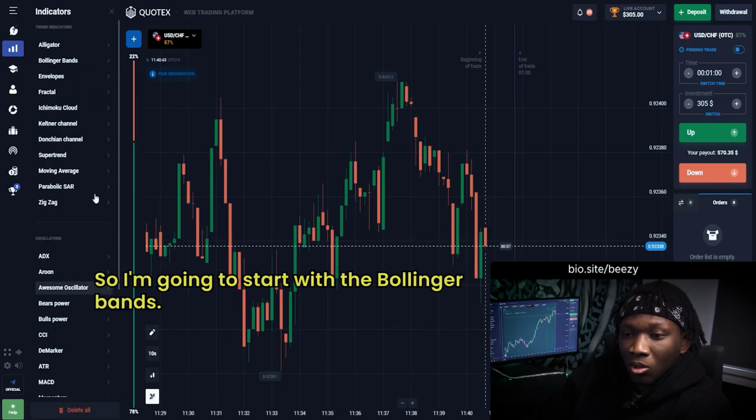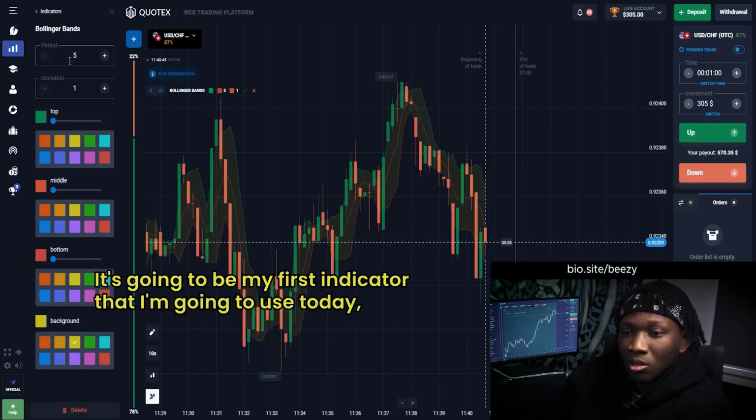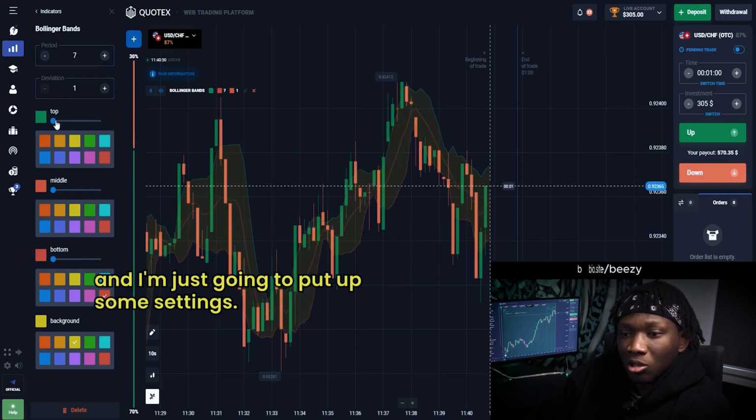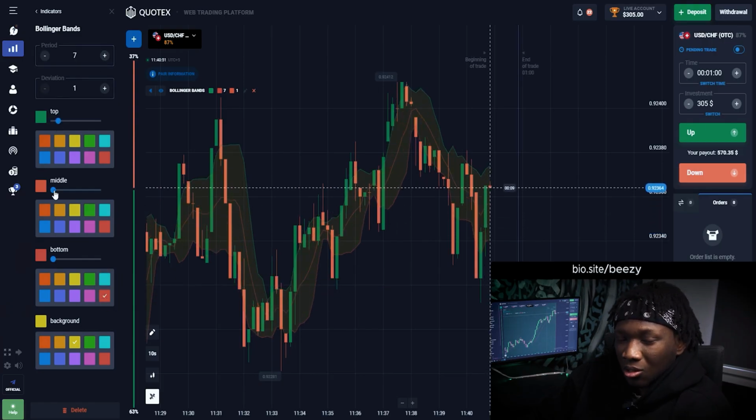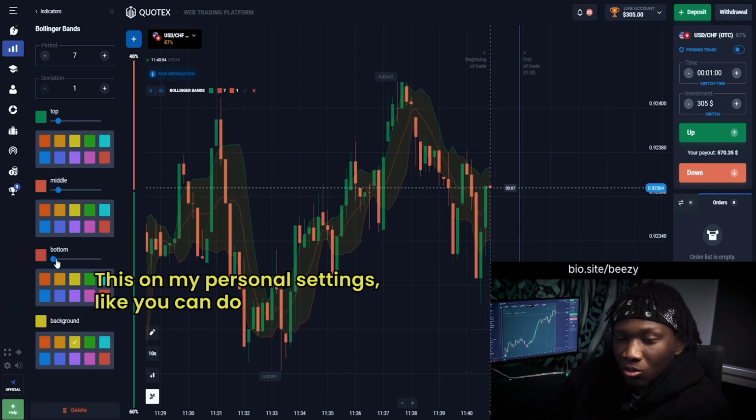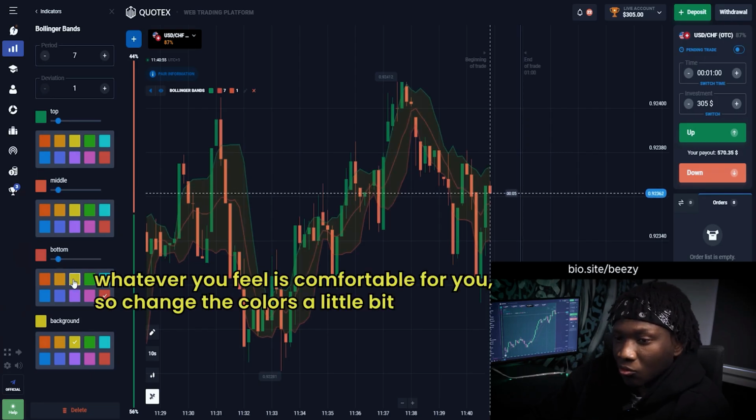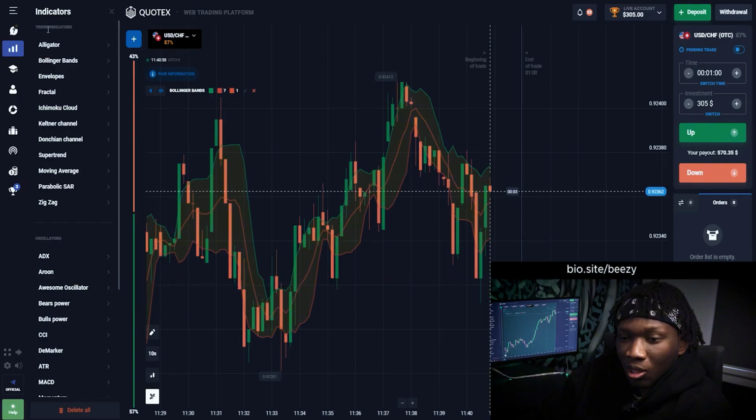So I'm gonna start with the Bollinger Bands. It's gonna be my first indicator that I'm gonna use today, and I'm just gonna put up some settings. These are my personal settings. Like, you can do whatever you feel is comfortable for you. So change the colors a little bit.